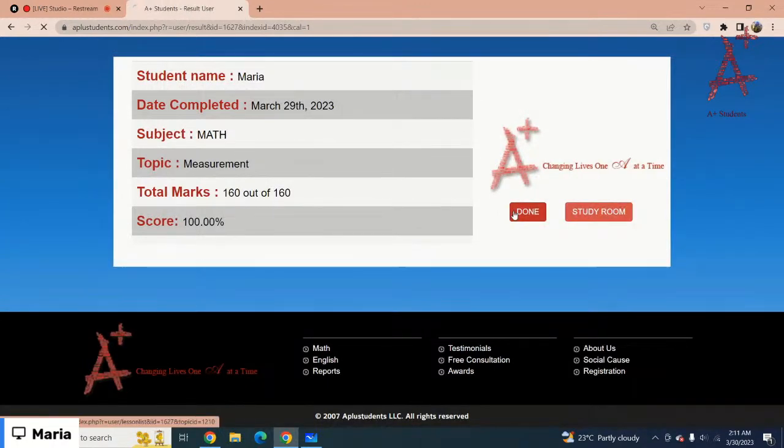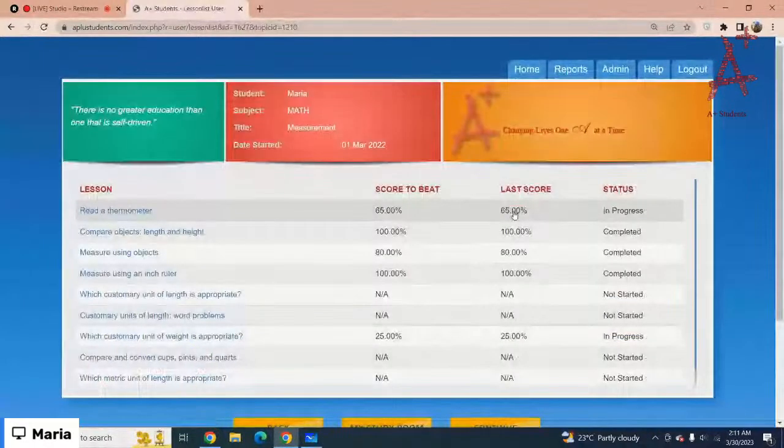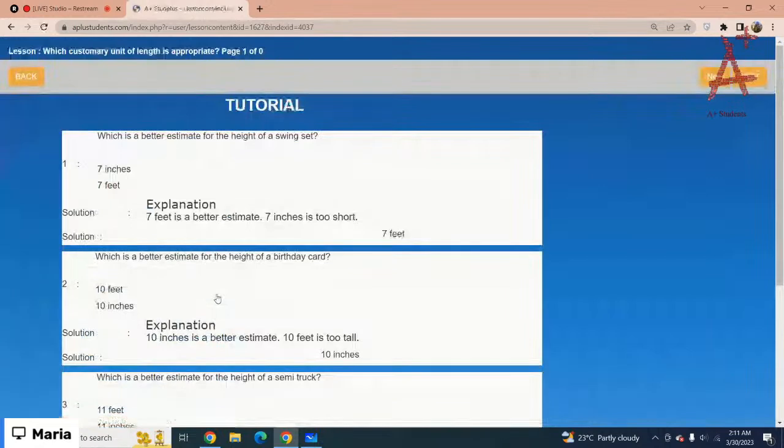Okay, we are done with the test. Let's move on to the next lesson. The next lesson is which customary unit of length is appropriate. So let's just start with the lesson.